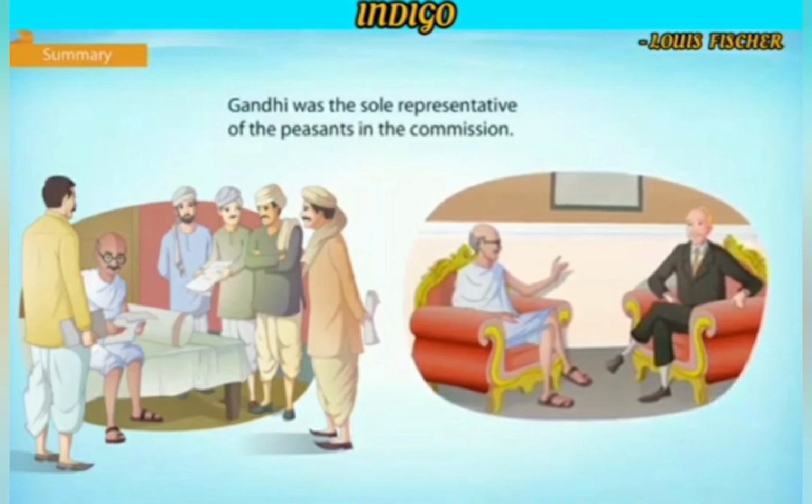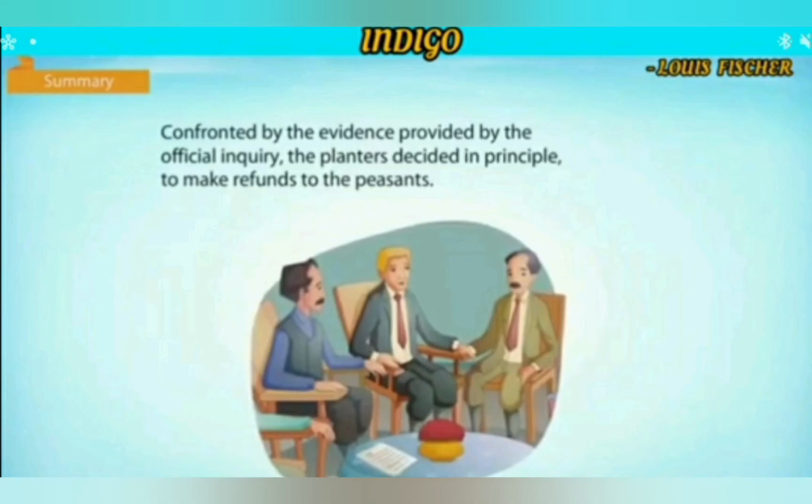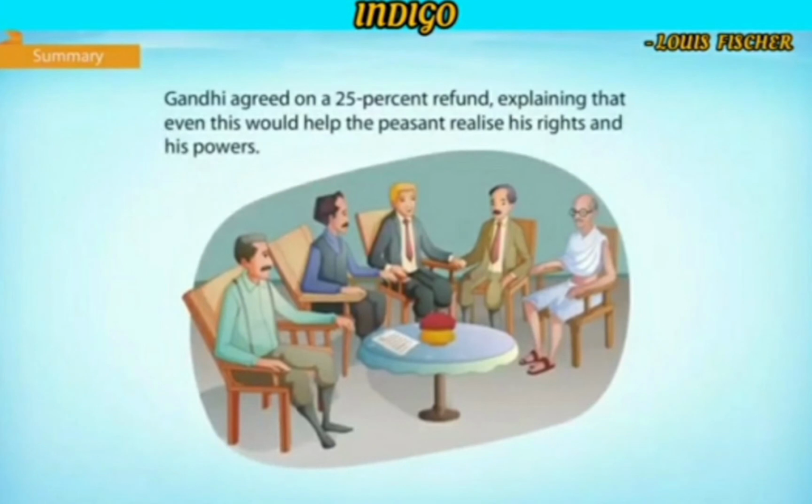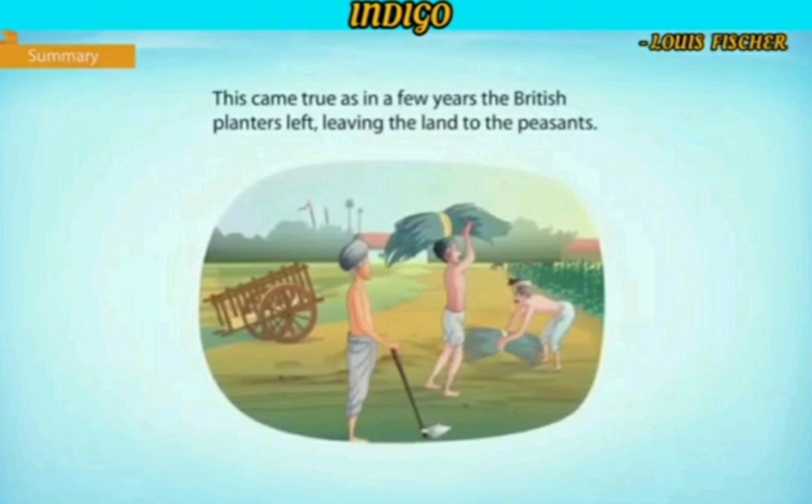Gandhi was the sole representative of the peasants in the commission. Confronted by the evidence provided by the official inquiry, the planters decided in principle to make refunds to the peasants. Gandhi agreed on a 25% refund, explaining that even this would help the peasant realize his rights and his powers. This came true as in a few years the British planters left, leaving the land to the peasants.